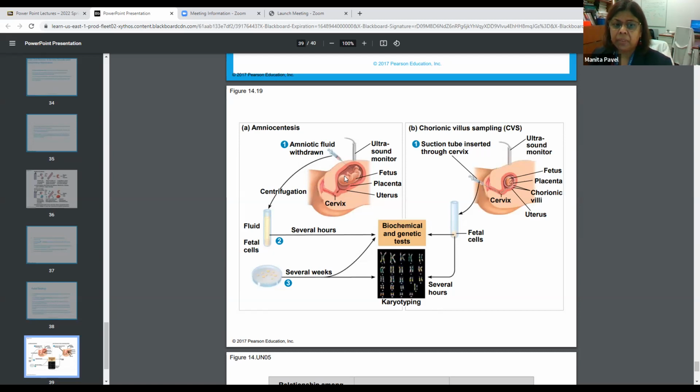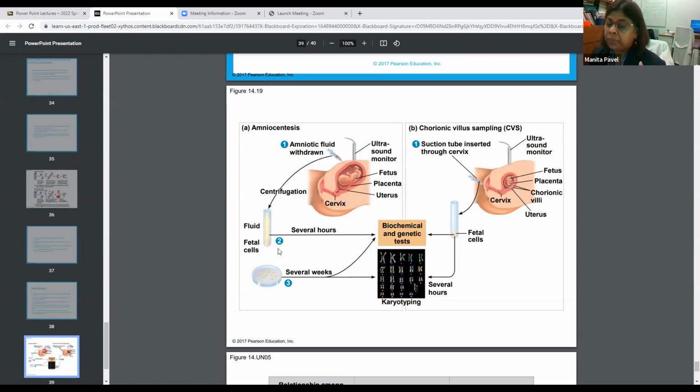Now, when is this amniocentesis carried out? It's carried out between the 3rd to 4th month of pregnancy. These fetal cells are then grown and centrifuged. When centrifuged, it's spun at a high speed, and some cells will collect at the bottom, what we call the pellet. These fetal cells in the pellet are then grown in a petri dish in the lab.